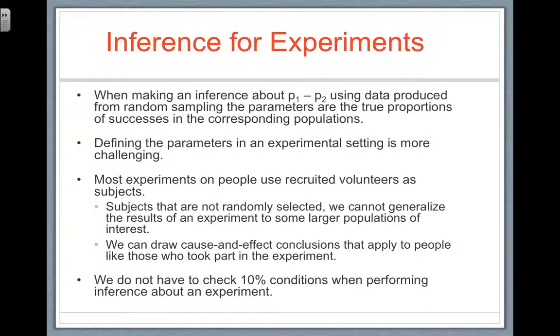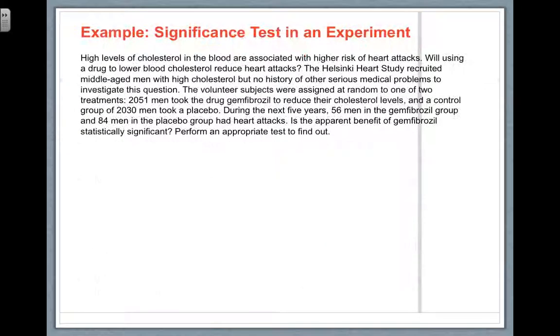but because these are volunteers, we actually don't have to check the 10% condition when performing inference about an experiment. So the 10% condition is about independence. If people are doing an experiment, they are independent of each other. What happens to the results of one person is not going to change the experiment at all for another person. So individuals are all going to be independent, so you don't have to check that condition there. That's the significant difference there. That is mostly that you don't have to check the same conditions.